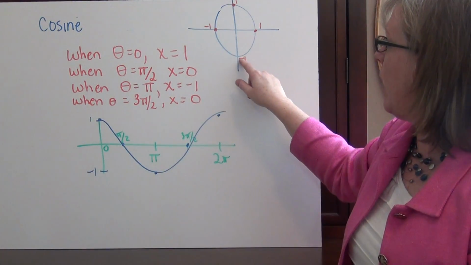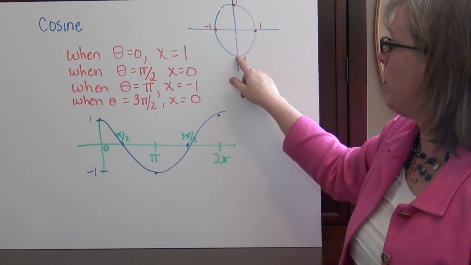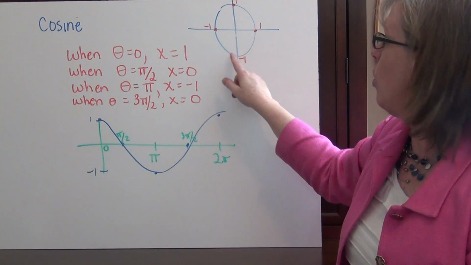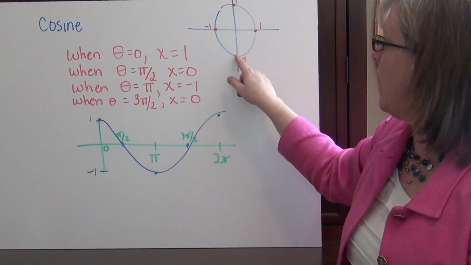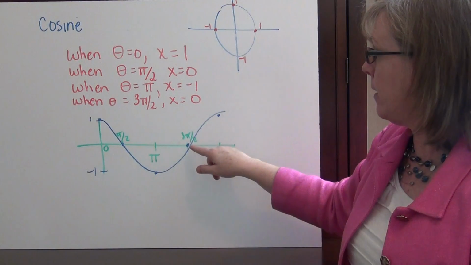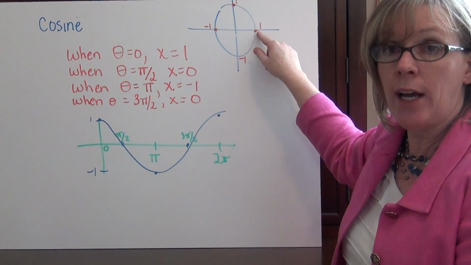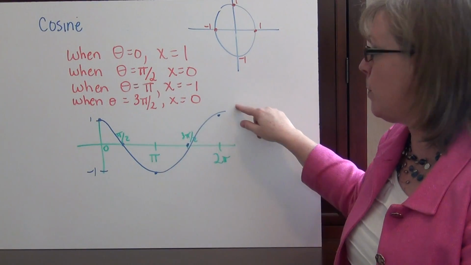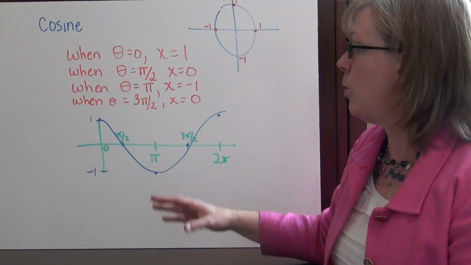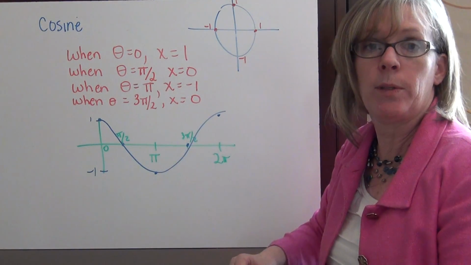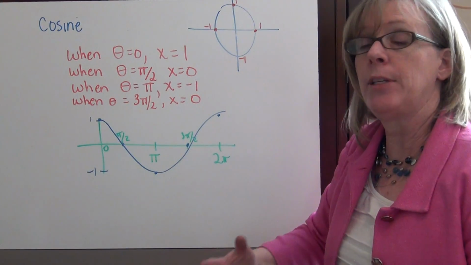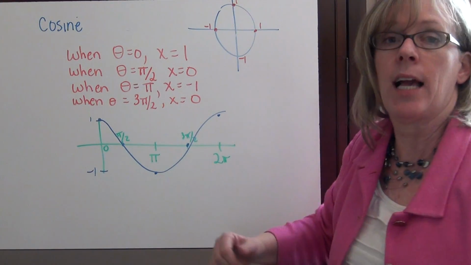I come back around, and now when I come here to 3 pi over 2, I have no left or right movement. I'm on the axis, so my x equals 0 again, and here it is at 0. And finally, when I finish, I'm at my greatest value of x again at 1, and it comes back up. So notice how the graph of cosine is different from the graph of sine, because what's happening to the x's is different from what's happening to the y's.